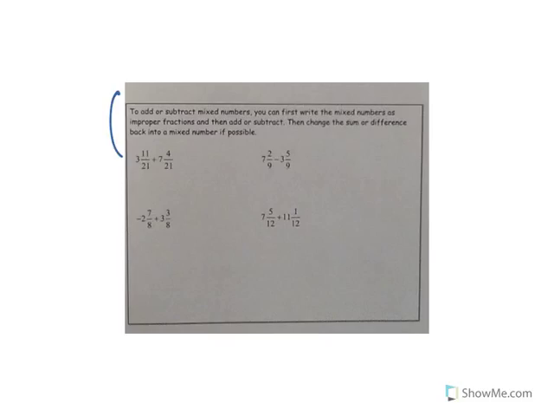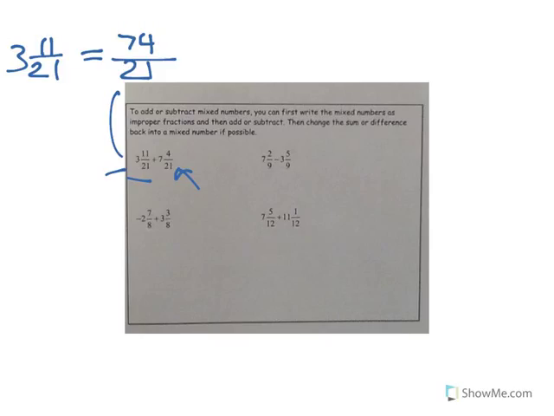To add or subtract mixed numbers, you can write the mixed numbers as improper fractions, then add or subtract, then change the sum or difference back into a mixed number if possible. So you can go ahead and change these problems into improper fractions. I'll do it with this one right here. If we change 3 and 11/21 from a mixed number into an improper fraction, 3 times 21 is 63, and 63 plus 11 is 74. So that's 74/21.